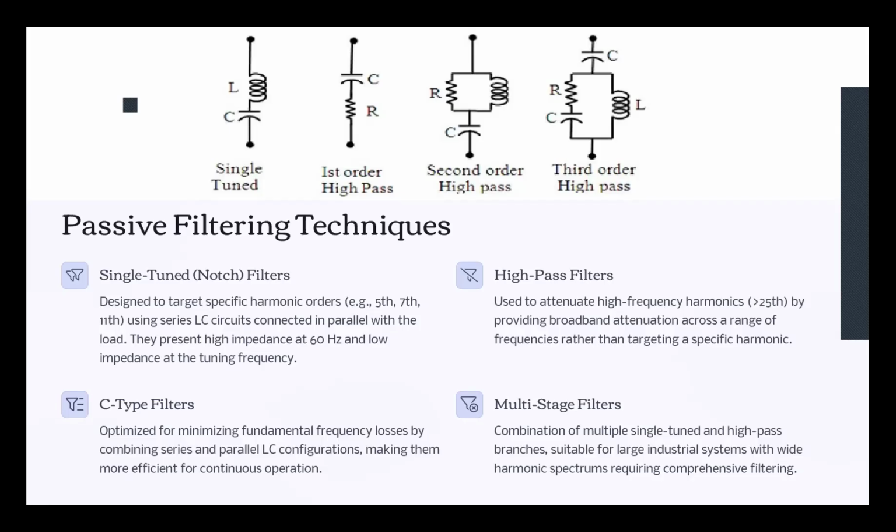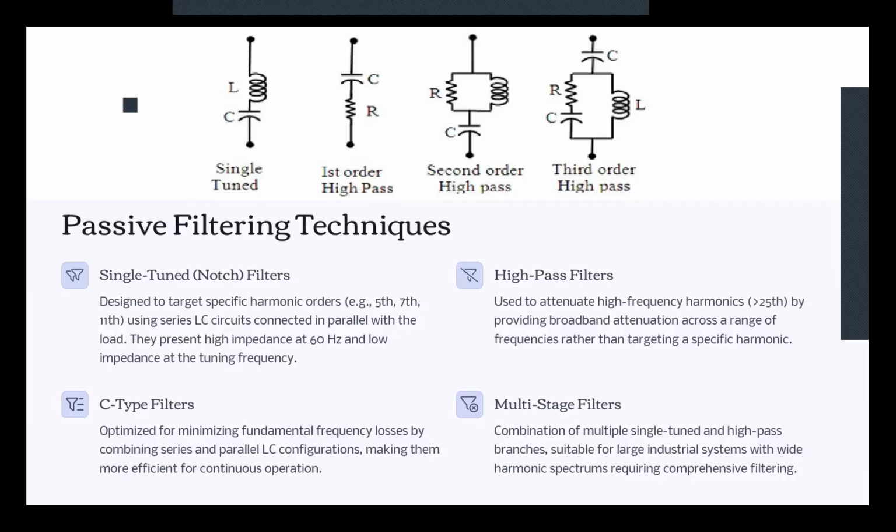Now, we could have single-tuned filters, which we call notch filters. They are designed to target one specific harmonic order, like the fifth or seventh, by using a series LC circuit connected in parallel with the load. Basically, they offer a very low impedance at the tuned frequency, allowing the harmonic current to flow through the filter instead of the main system. This is based on the current division rule that we have in electrical engineering.